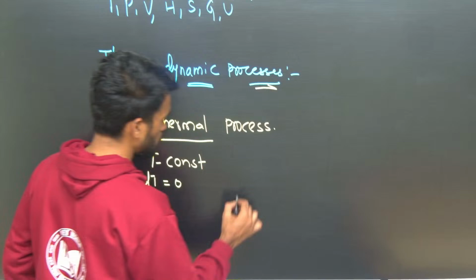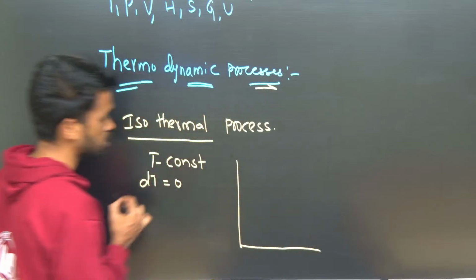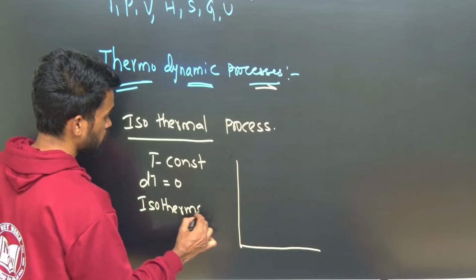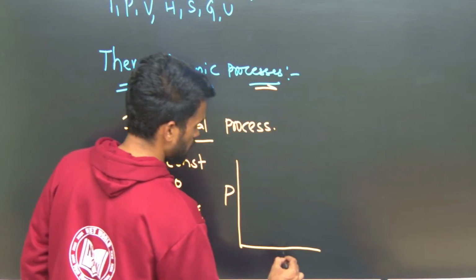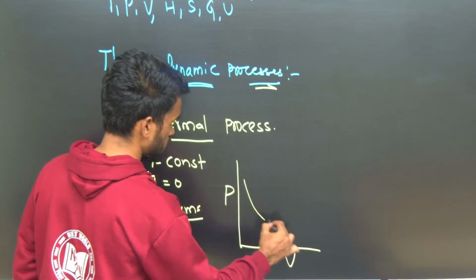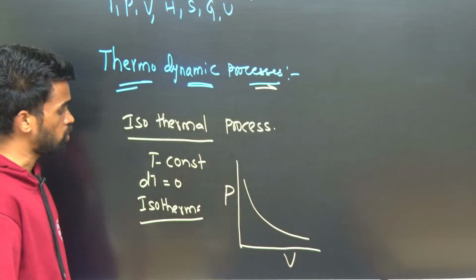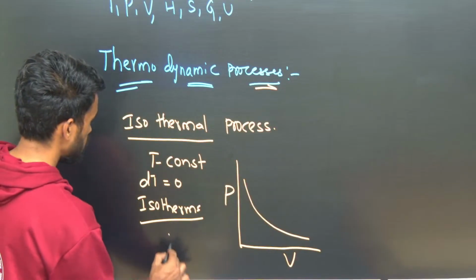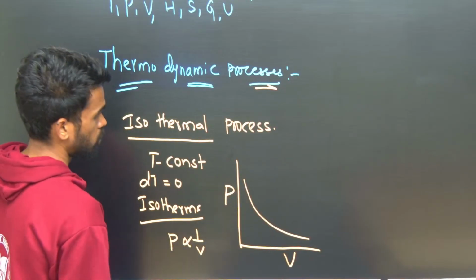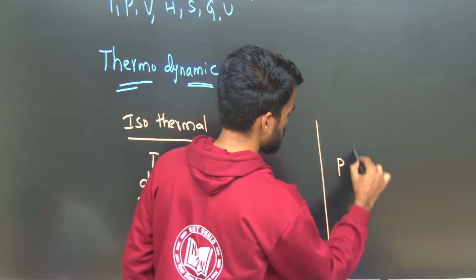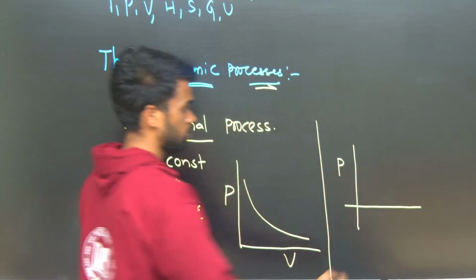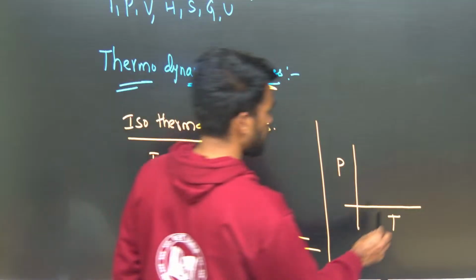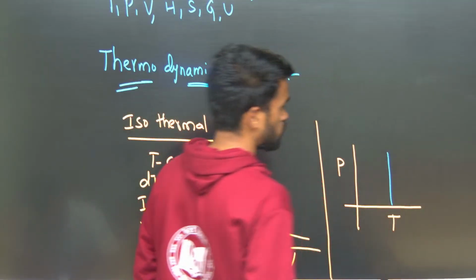Now the graphs which we draw at constant temperature are called isotherms. For example, P versus V I am writing. The graph will be something like this. As volume increases, pressure decreases, you can remember. So P is inversely proportional to V. And if I want to draw P versus T, tell me what is constant here? Temperature is constant now. So you need to draw a line like this. Temperature kept constant, should draw like this.